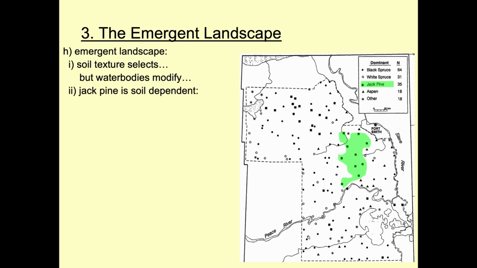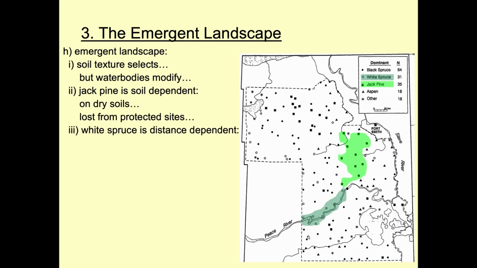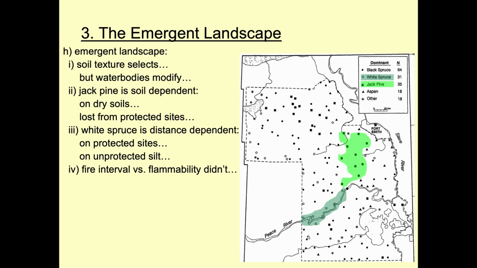White spruce is distance dependent, which means it grows better in sites protected from fires by water bodies than do other species. It can grow on silt soils and sites unprotected by water bodies. However, it doesn't become sexually mature and produce seeds until it is 45 years old. So it needs a long disturbance interval, enough for it to mature. Since most sites with silty soils have fire more frequently than that, it cannot regenerate itself in such a short interval.